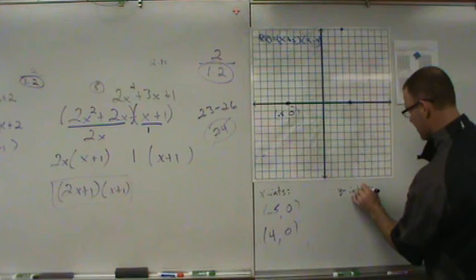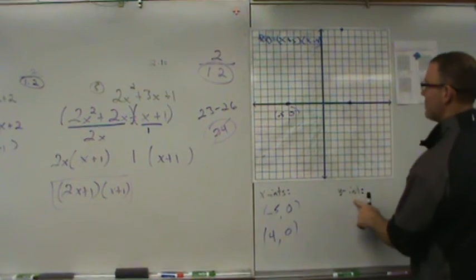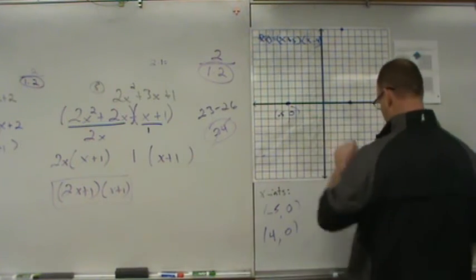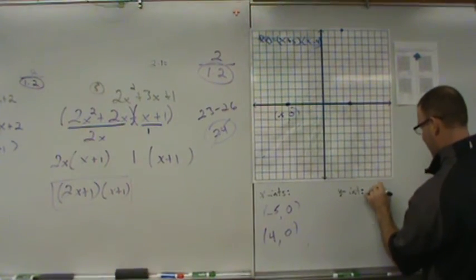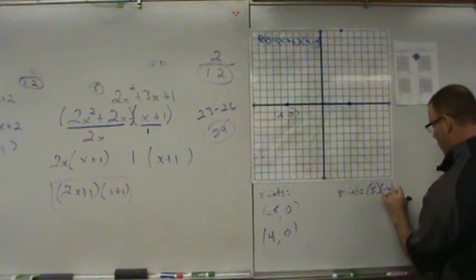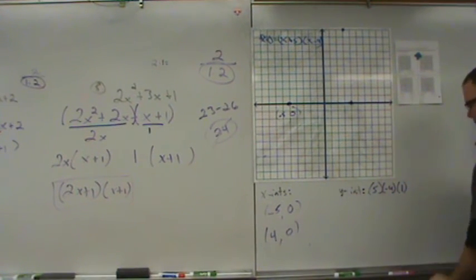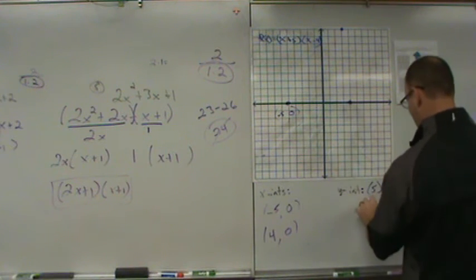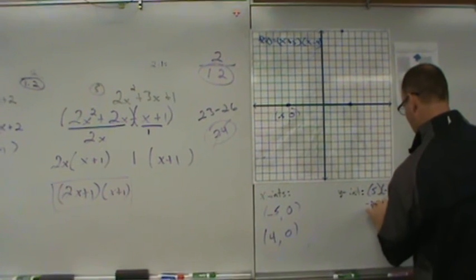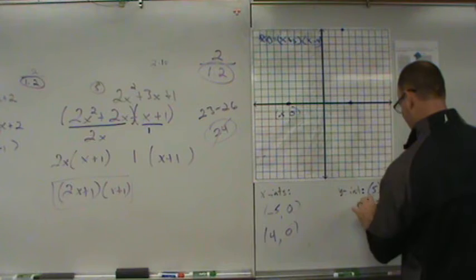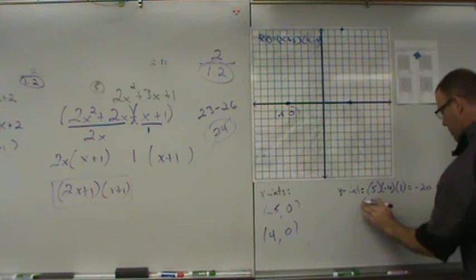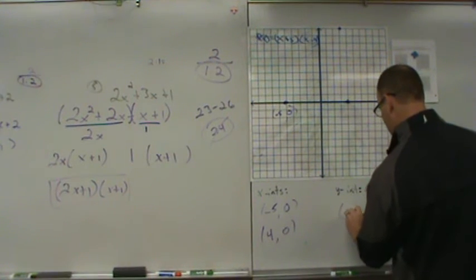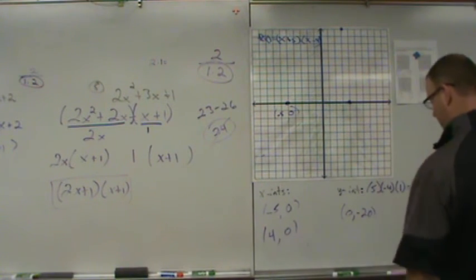My y-intercept. How do I determine my y-intercept? That's going to be easy. That's the product of the last two factors and a. So I'm going to say 5 times -4 times 1. Okay? Product of the last two factors and a. So this is going to give me -20 is what that's going to work out to be. I'll just put this over here. So my y-intercept is going to be 0 and -20.